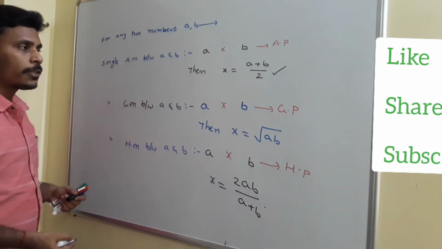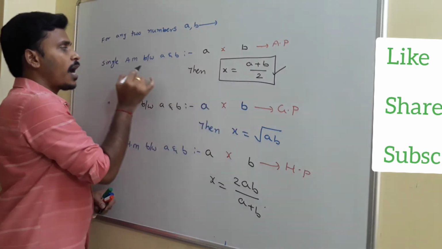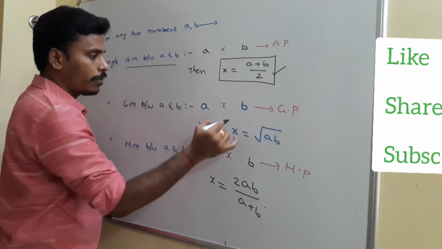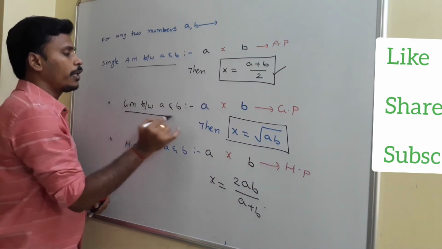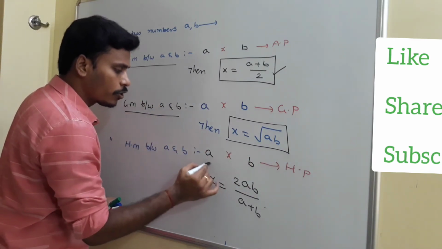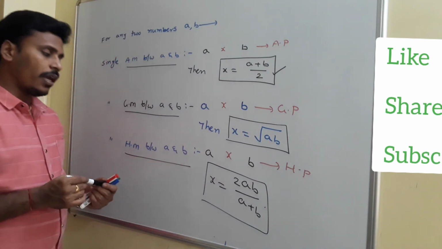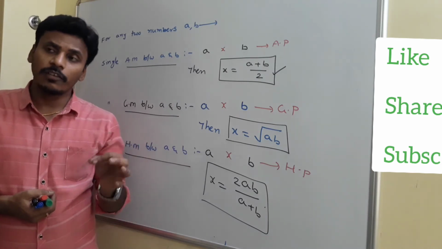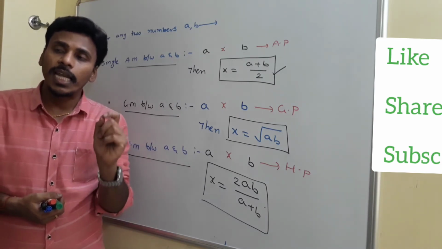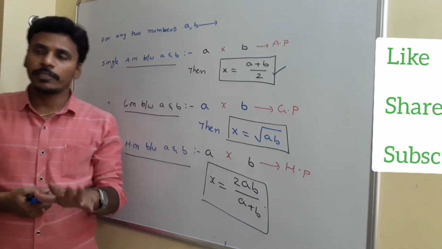Just have a look at this. x is equal to a plus b by 2 is the arithmetic mean between a and b. x is equal to root ab is the geometric mean between a and b. x is equal to 2ab by a plus b is the harmonic mean between a and b. No need to mention x every time. If anybody asks you the single arithmetic mean between a and b, you just announce it as a plus b by 2.